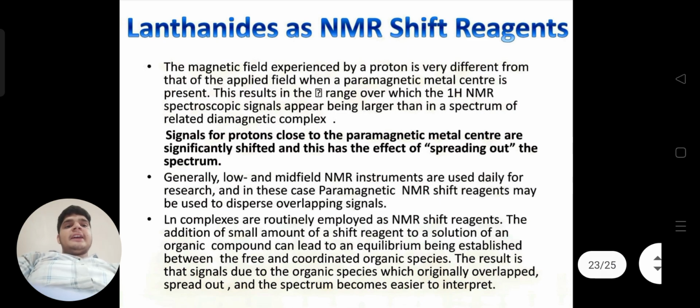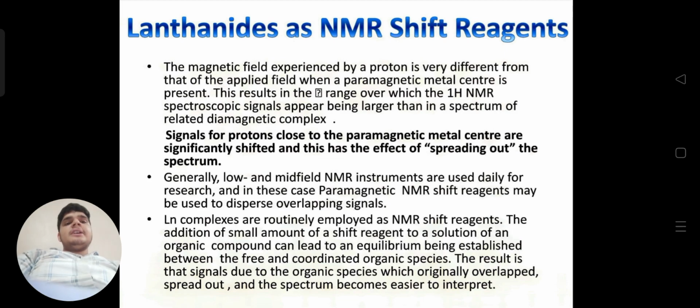Now, lanthanides and NMR shift agents. The magnetic field experienced by a proton is very different from that applied when a paramagnetic metal center is present. This results in a larger range of 1H NMR spectroscopic signals than in the spectrum of a related diamagnetic complex. The signals for the protons close to the paramagnetic metal center are significantly shifted, and this has the effect of spreading out the spectrum. Generally, low and mid-field NMR instruments are used daily for research, and in this case, paramagnetic NMR shift agents may be used to disperse the overlapping signals.